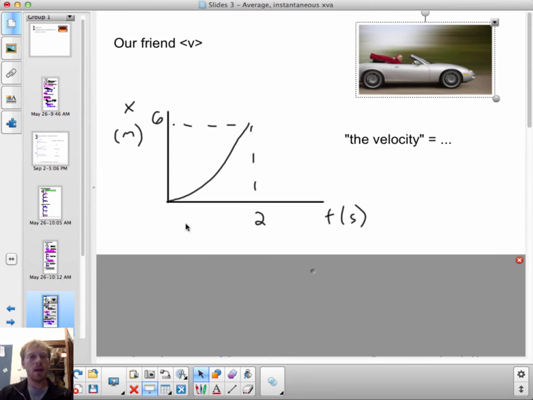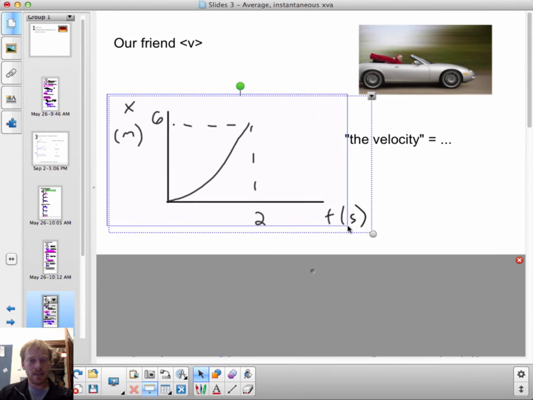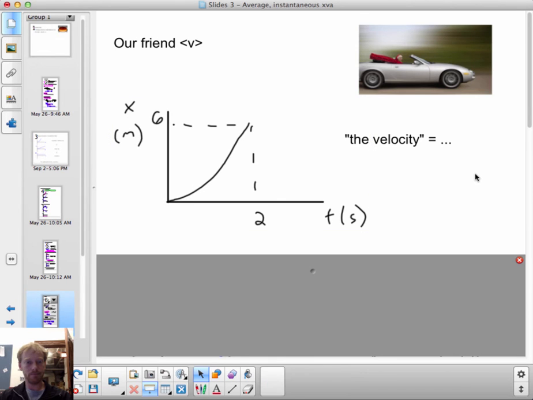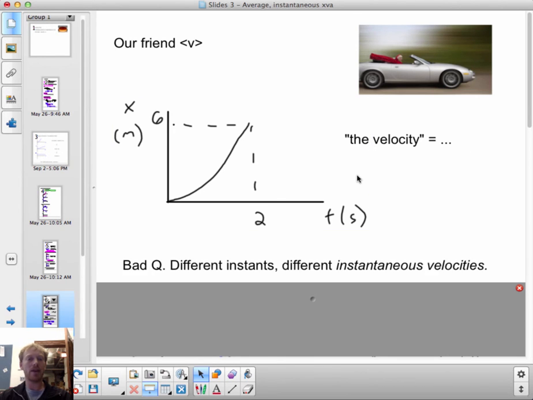All right. Let's imagine that this is the position as a function of time of an object. Can you tell me what the velocity of this object is? Why, no, it's a bad question, because there are different instantaneous velocities at different time instants. Here, the slope of the tangent line, the derivative of position, the value of the velocity would be positive but kind of low. Here, the slope of the tangent line would be positive and bigger. There are different values of velocity, so you couldn't answer the question, what is the velocity?